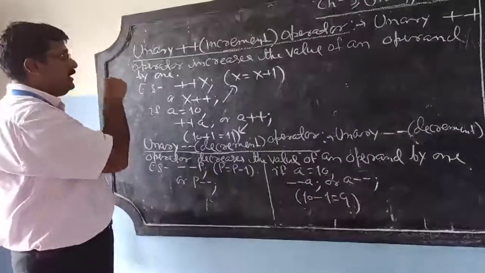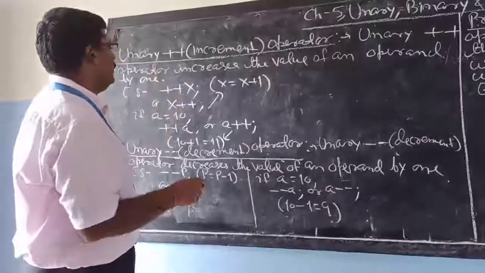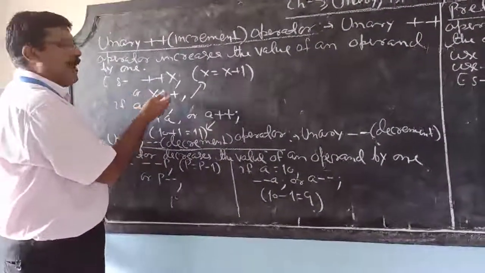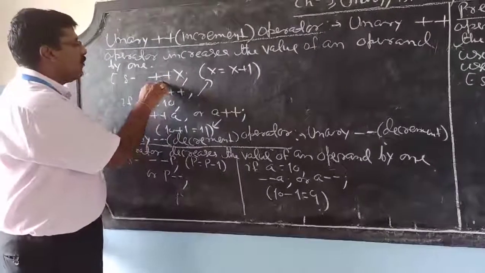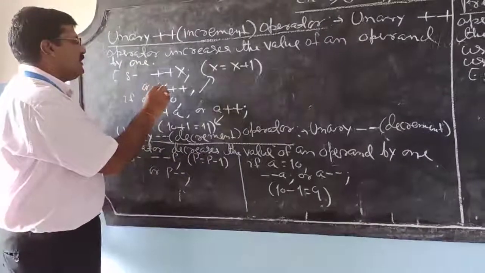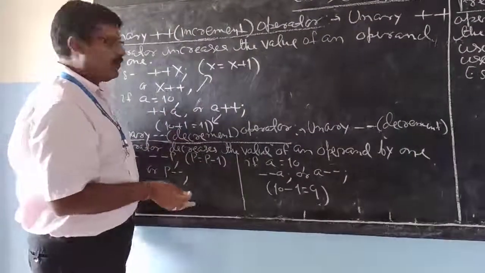So what is the unary increment operator? It is used to increase the value of an operand by 1. It comes in two forms. If the plus plus or minus minus operator comes before the operand, then it is called a prefix unary operator, and if it comes after the operand, it is called a postfix unary operator.